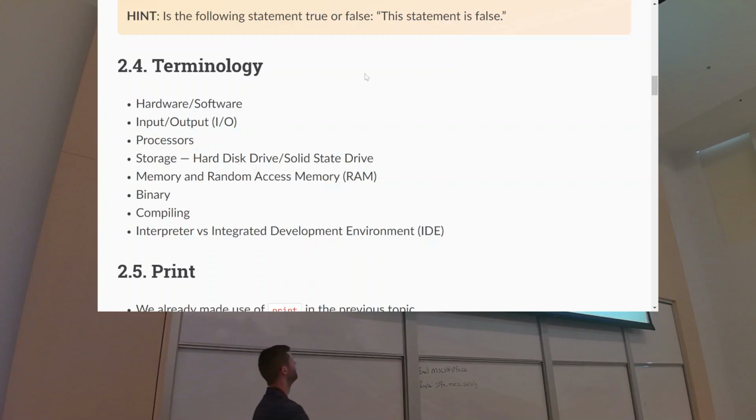But some of the obvious ones that maybe will come up around computers are hardware and software. Well, hardware is your physical computer. Software are the programs that are running on your computer. Input and output, I/O. Input is how you put information into a computer, and output is how information comes out of a computer. So your monitor is output. Your keyboard is input.